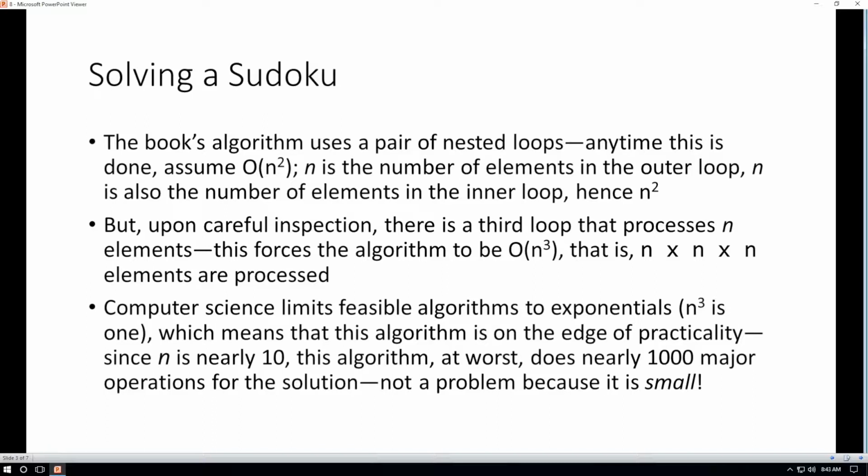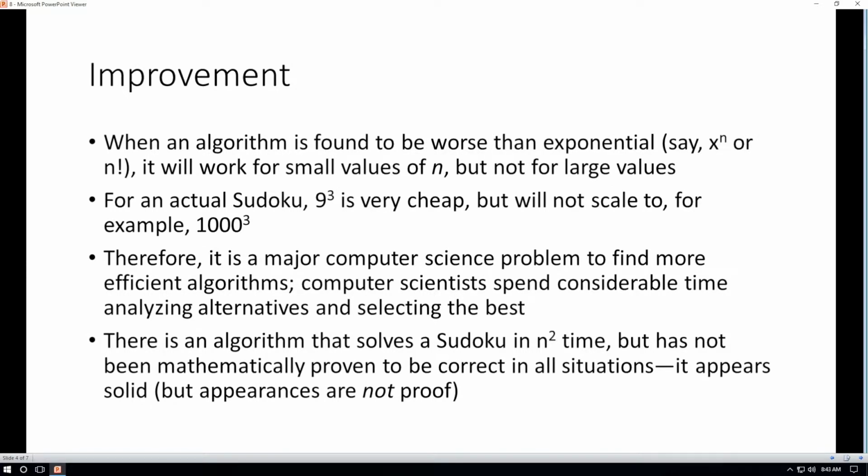However, if we increase the size of the problem, this can be a really slow runtime. So the question would be, is there a better way that doesn't use cubed computations, but squared or less? When an algorithm is found to be worse than polynomial, that is, some number to the nth power, where n is the number of elements, or n factorial, these are impractical. And while they will work for small values of n, as n gets even reasonably large, these algorithms will never complete in a reasonable amount of time.